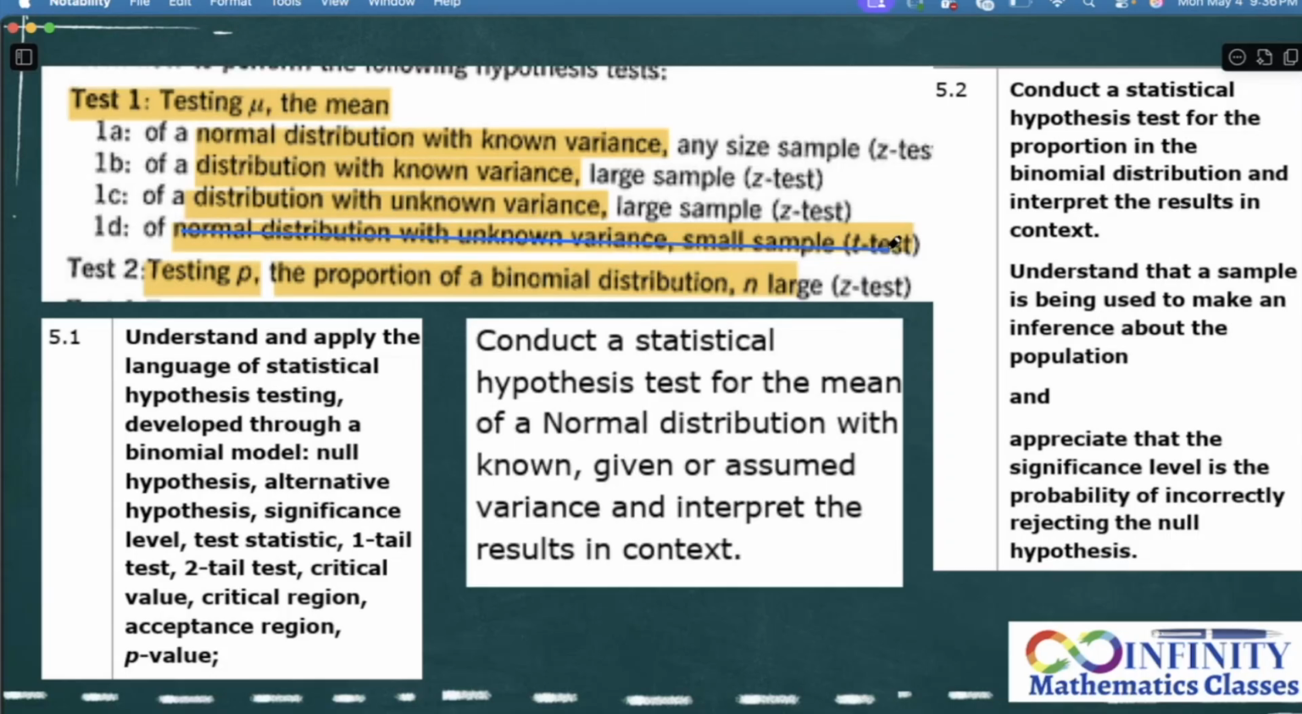This t-test is not in your syllabus, but the rest of 1A, 1B, 1C, 3 types of questions will be there in your syllabus.